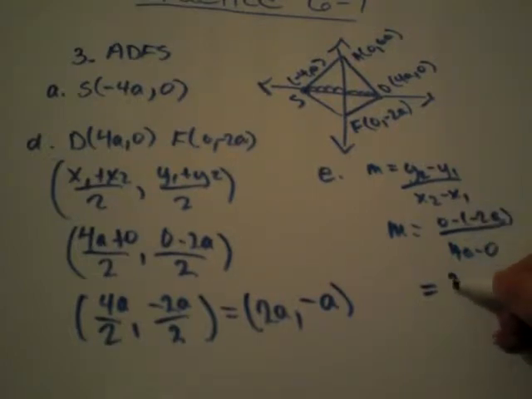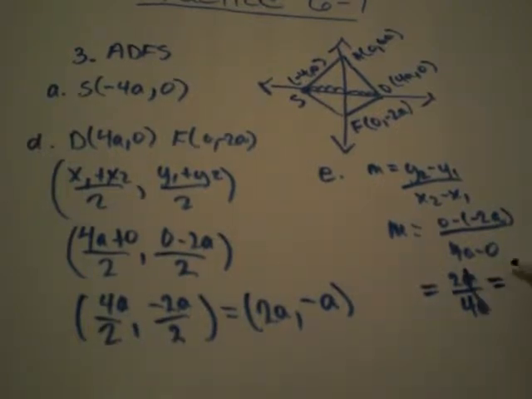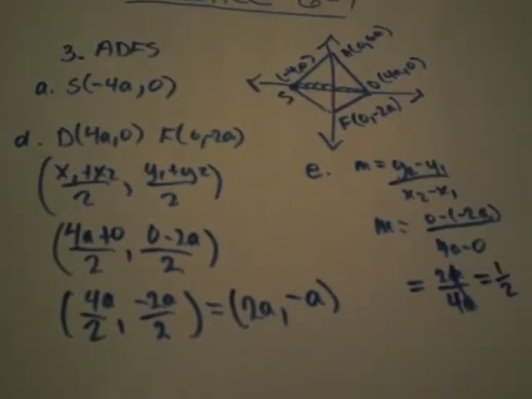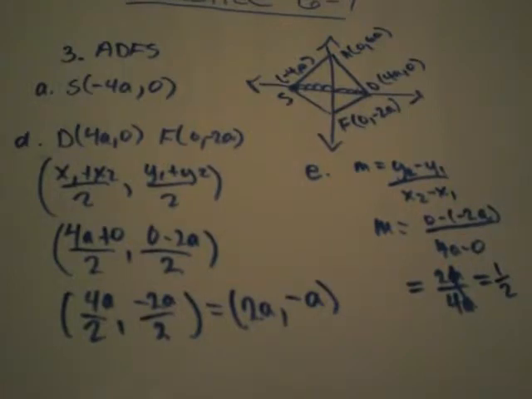Negative 2a, that's going to be positive 2a over 4a. And again, the a's cancel like the last question, and 2 over 4 reduces to 1/2. So your slope would be 1/2, and your midpoint 2a, negative a. So that kind of gives you an idea of some different types of procedures you're going to be doing.